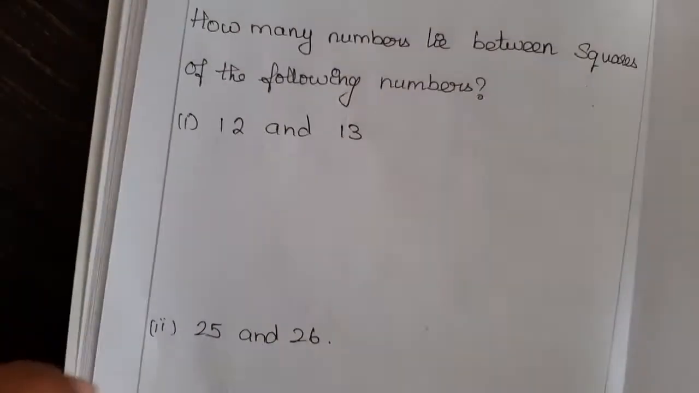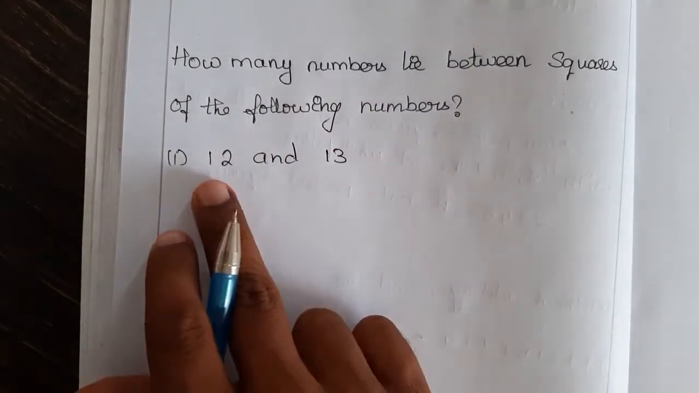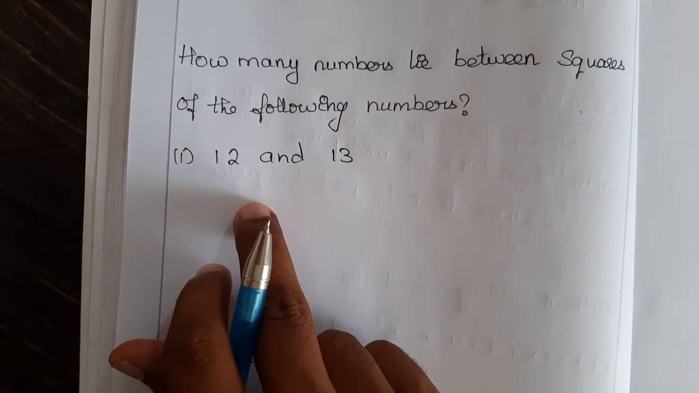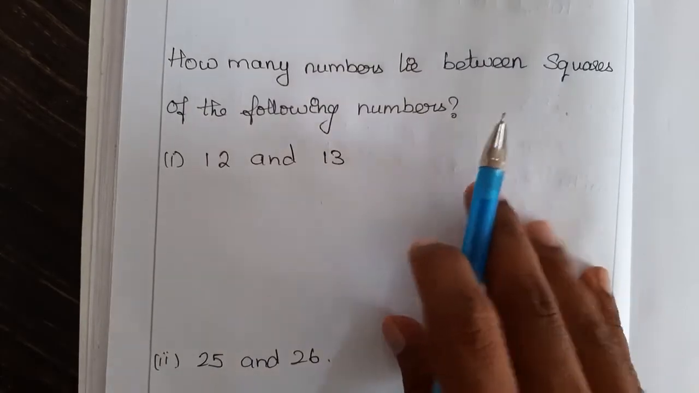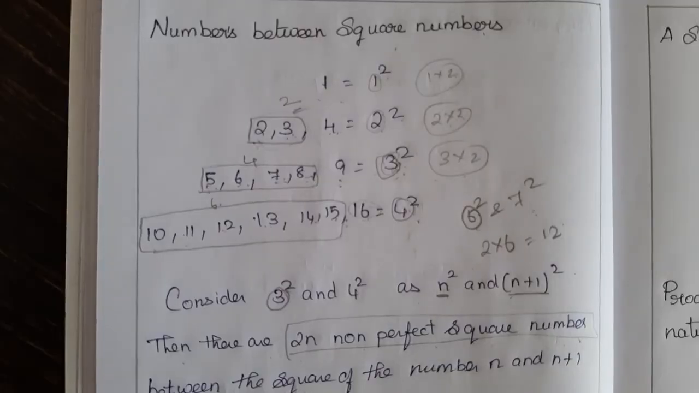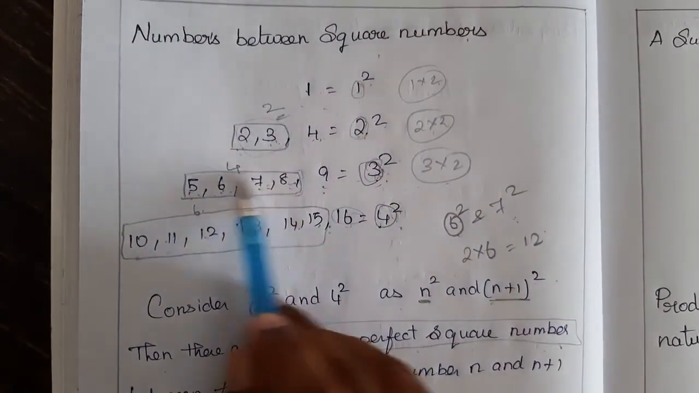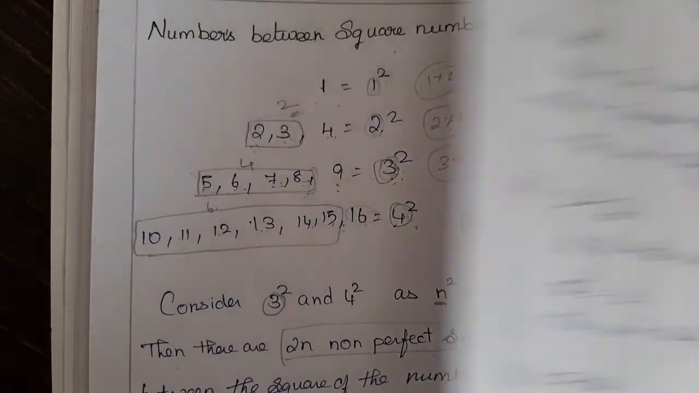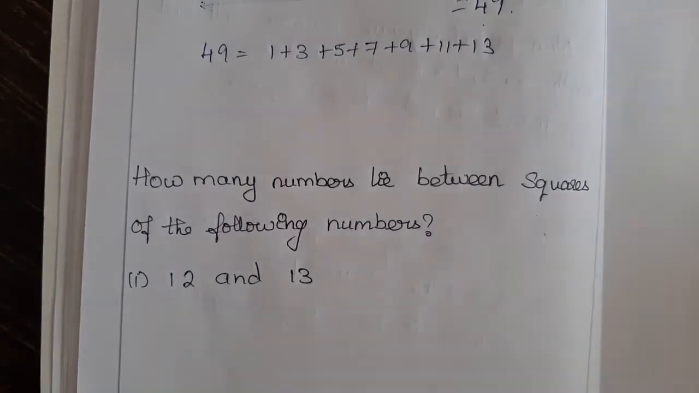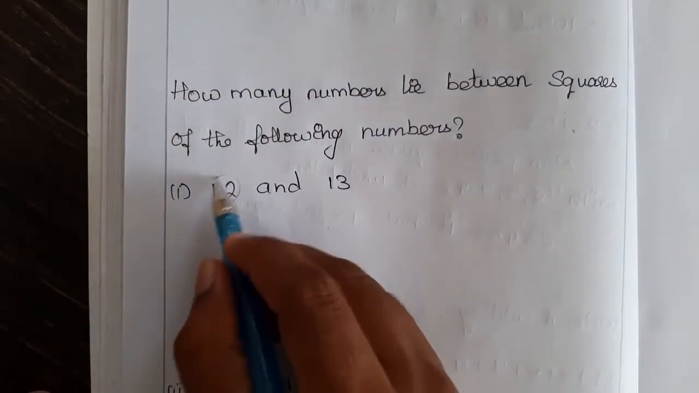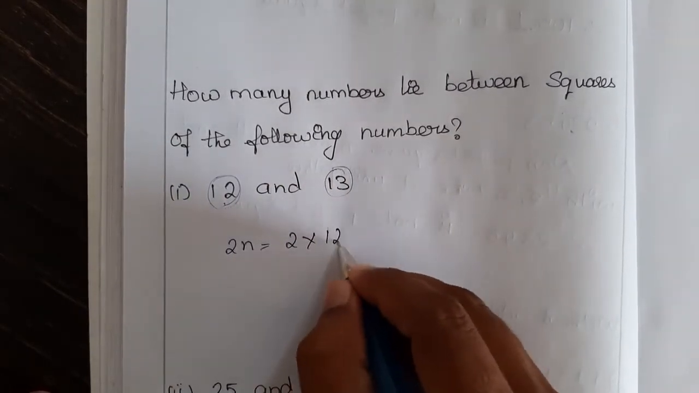Clear? So here we go for the next problem. How many numbers lie between the squares of the following numbers? 12 and 13. It also has a pattern. We have seen that 2n non-square numbers will be there, right? Just remember that between consecutive square numbers, 2 square and 3 square, 2 twos are 4 non-square numbers will be there, right? So we will consider it as 2n non-perfect square numbers are there. So here are 12 and 13. The 12 will be the n. So 2n, where n is 12, so 2 into 12.